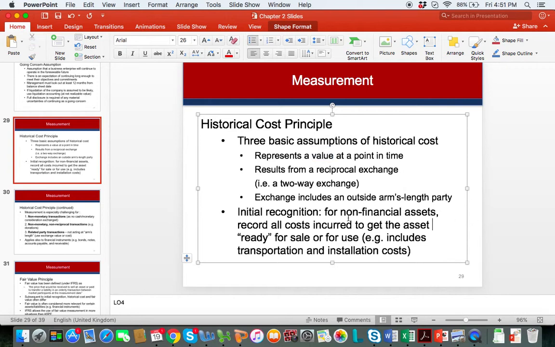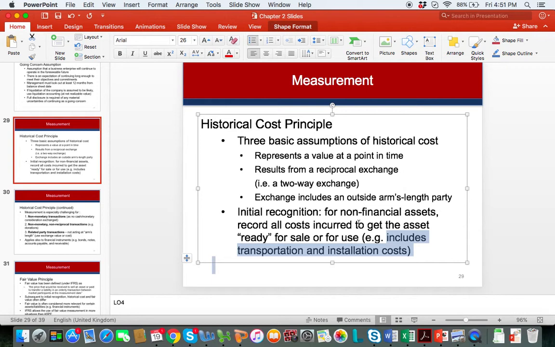So initial recognition. For non-financial assets, record all costs incurred to get the asset. So you can just see it includes transportation and installation costs. So if I buy a piece of machinery in Detroit and it costs me 50,000 to transport it and install it, and getting it fully operational with millwrights and technicians costs me 50,000, I need to include that on top of my 1 million. So my full cost was 1,050,000.